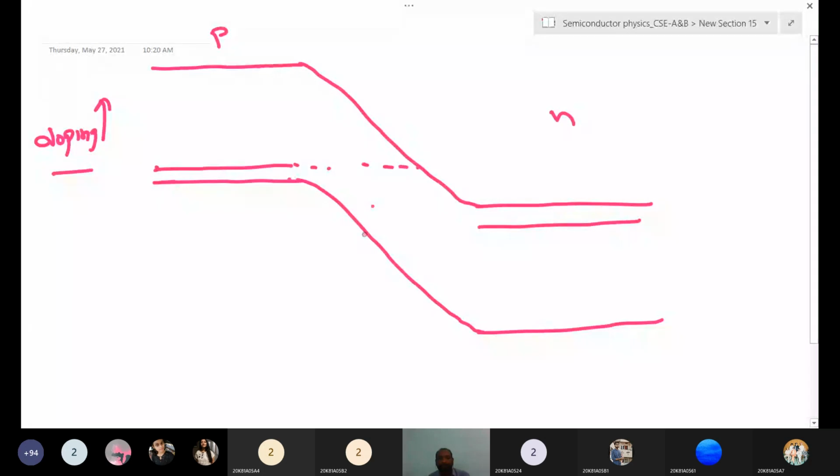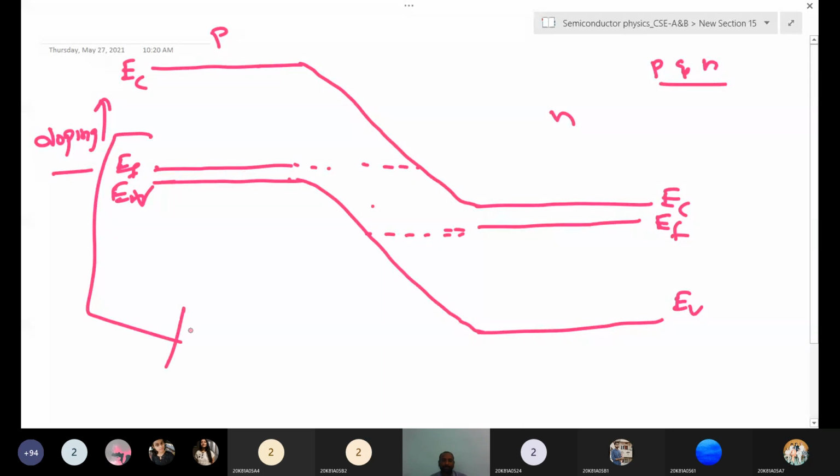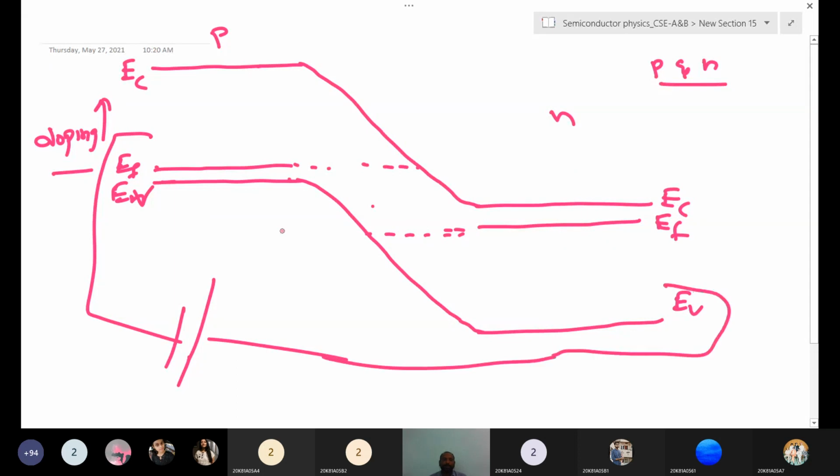The main thing is that a reverse biased Zener diode will operate with P and N taken as little bit higher doped semiconductors. Then the Fermi level is close to the conduction band for N-type semiconductor, and close to the valence band for P-type semiconductor. This is EC, EF, EV. So here what is happening? Here we are giving reverse bias voltage.